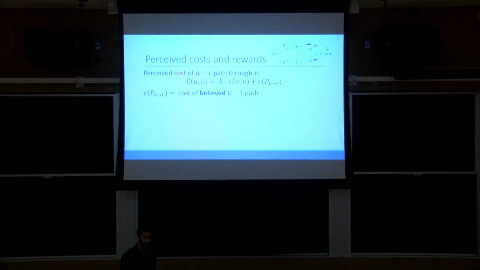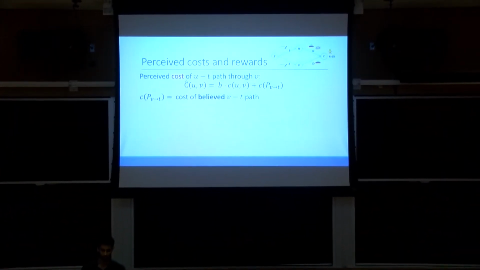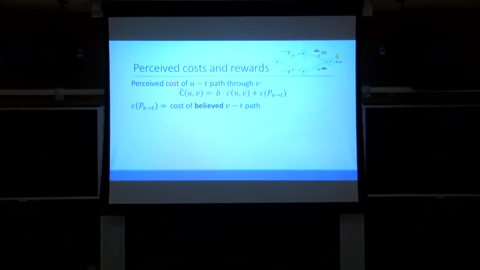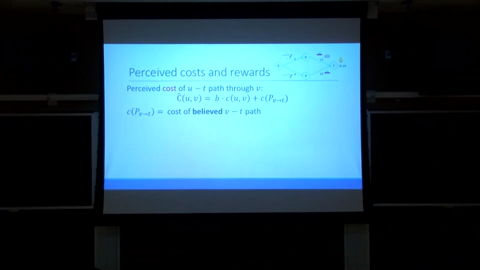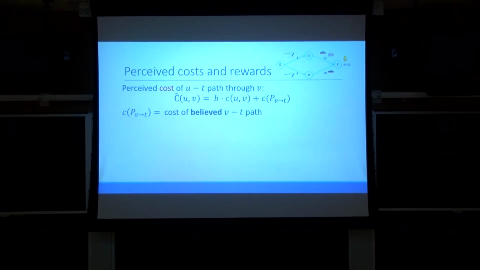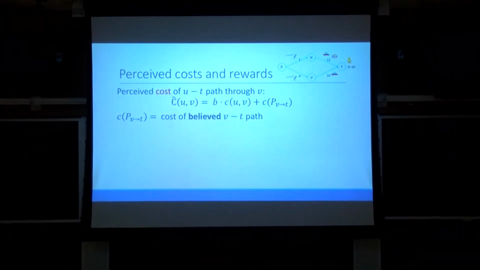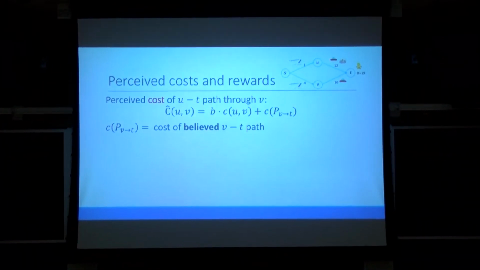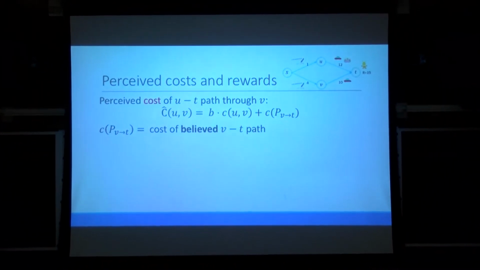If you are at some node U and you are considering going to some node V, some successor node, the perceived cost is simply B times the cost of the edge between U and V, plus the cost of the remaining path from V to T. And I'm being a little vague when I say the cost of the remaining path, because there could be multiple ways of getting from V to T. Which one are you going to use in your evaluation?